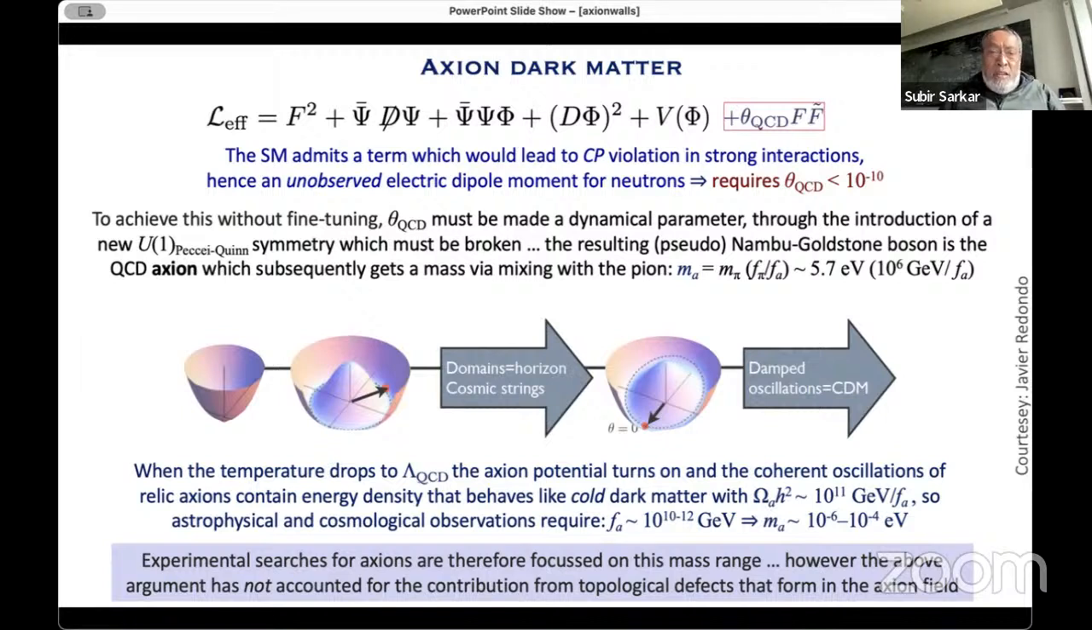However, this simple argument, or actually not simple, but a very elegant argument, I would say, has not accounted for the fact that axions contribute to dark matter not simply through the coherent oscillations, the misalignment mechanism, but also from the formation of topological defects in the axion field. Because, as you know, when a symmetry breaks to a lesser one, if you look at the quotient group, the homotopy of that determines if there are topological defects that can form in the manifold. And axions can support both strings and domain walls.